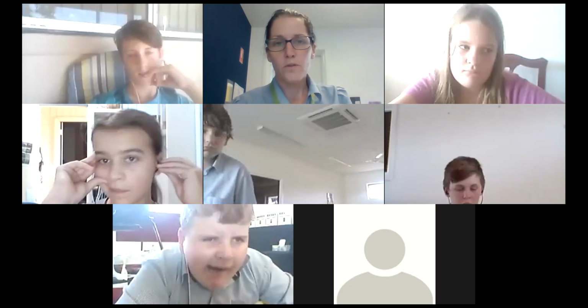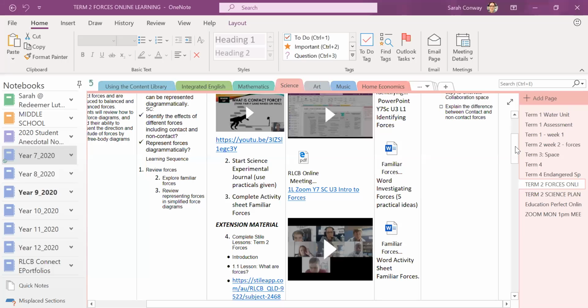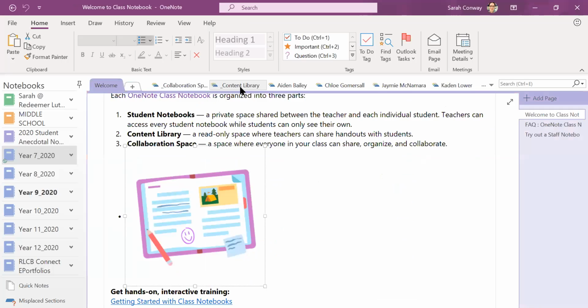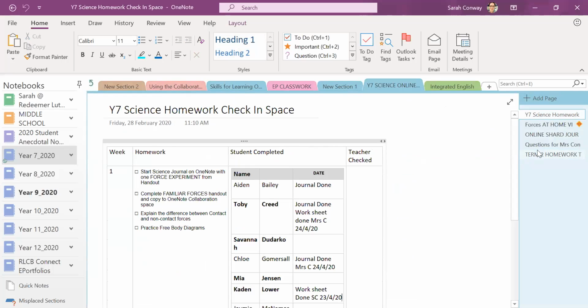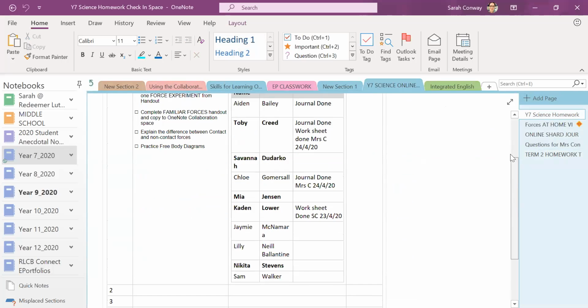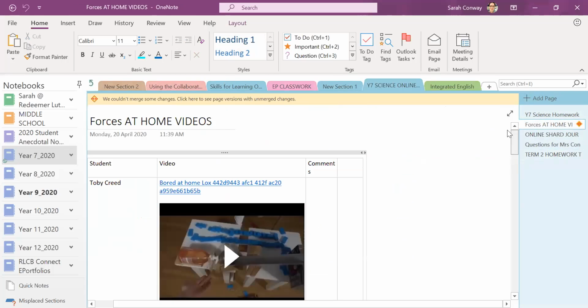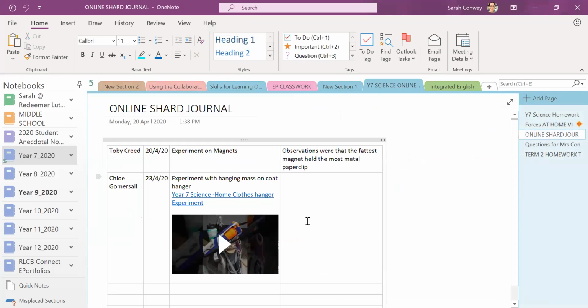So your journals, let's go back into this. That's last week completed, so that's good. Some of you did some journals, and I'm really impressed with some of them. If you go into the collaboration page, this is homework, so who's completed the homework. I keep a tally of who's completed it here. I also look at some fun forces at home, so people who have been doing things at home, I've been adding it here. Your online shared journal, like Chloe, her experiment and her YouTube link is all here, and I emailed that to you all as well, so you could all have a look at what everybody's doing at home.